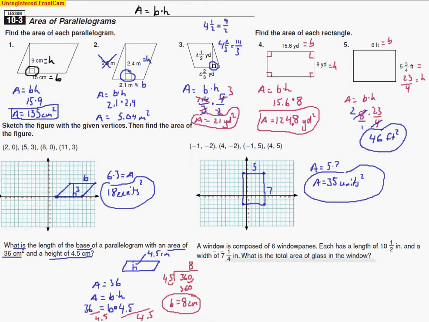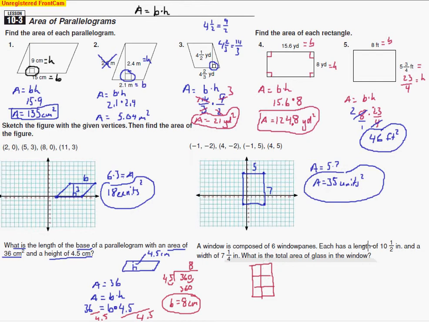Next one here, it says a window is composed of 6 window panes. Each has a length of 10.5 and a width of 7 1/4. What is the total area of the glass in the window? So it has 6 panes. So notice how it looks something like this. So there's my glass. So I get 6 different rectangles here.